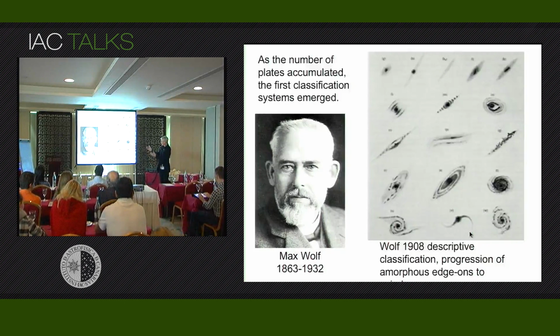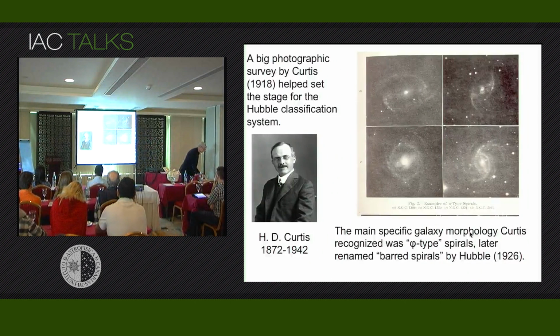And, well, with the limited plate material, they didn't have a million images to work with. They just had a few. With the limited plate material, this was good enough for most people who were doing galaxy work. So they had a progression of amorphous edge-ons to the spirals here, because part of it got cut off there. So that's Max Wolf's classification.